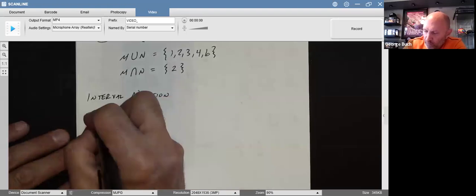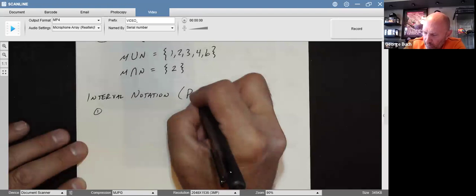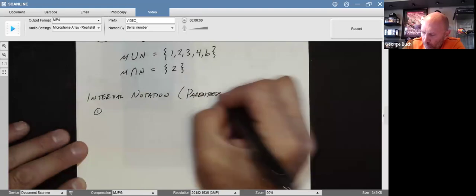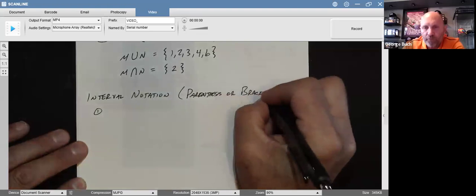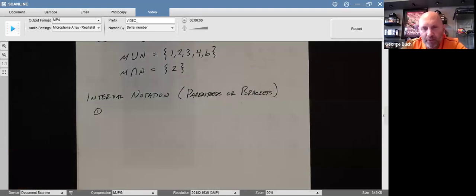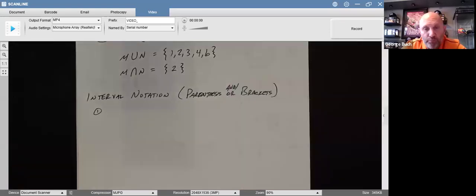So what that looks like, so what I should put here is we are going to be using parentheses or brackets. So if on a test, it says write your answer in interval notation, and you do not submit an answer that has parentheses and/or brackets, then your answer is wrong already because it's not an interval notation.